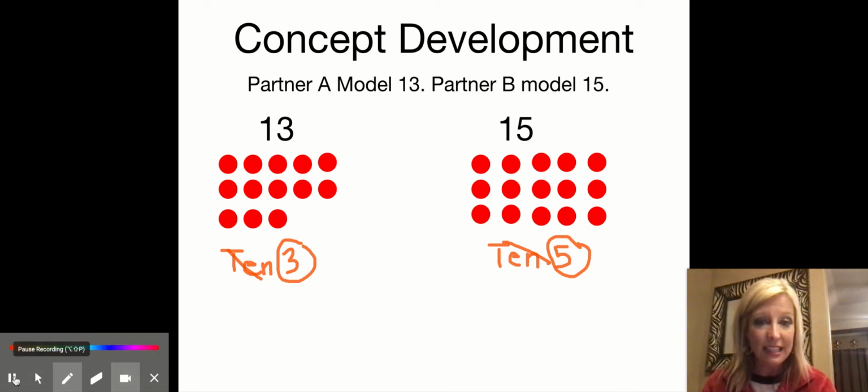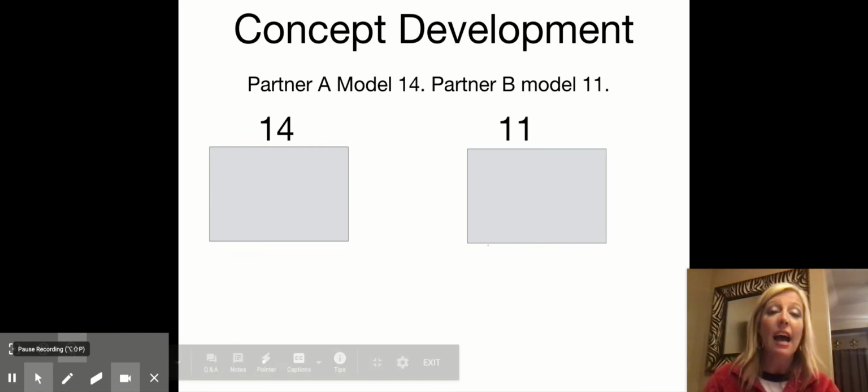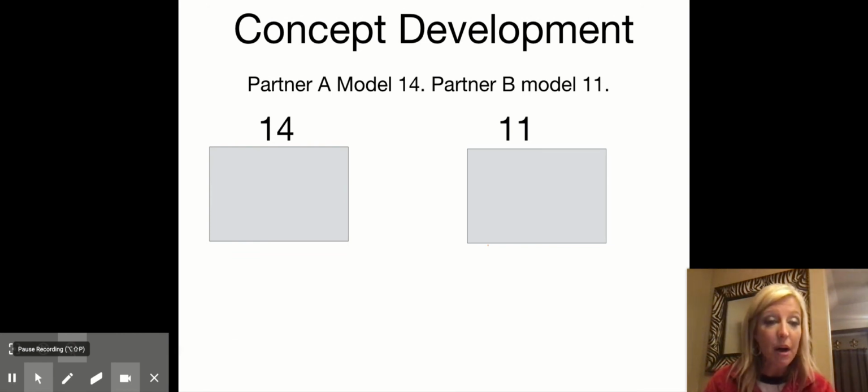Go ahead and clear those numbers because you and your partner are going to make some more numbers. All right, partner A and partner B. I want partner A to model 14, and partner B, I want you to model the number 11.